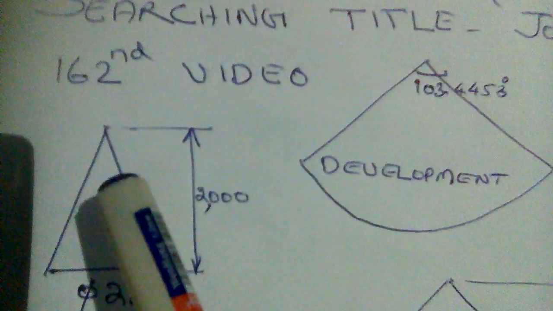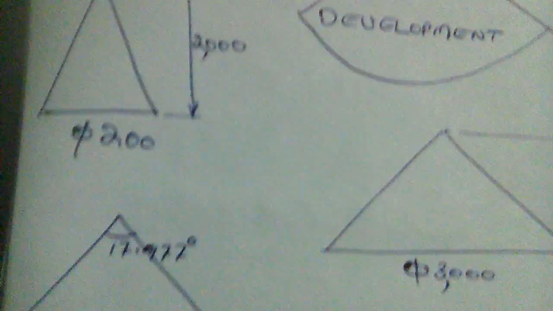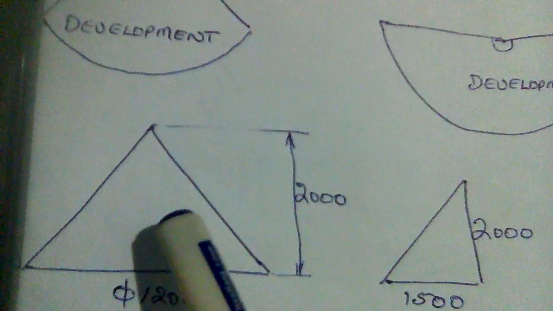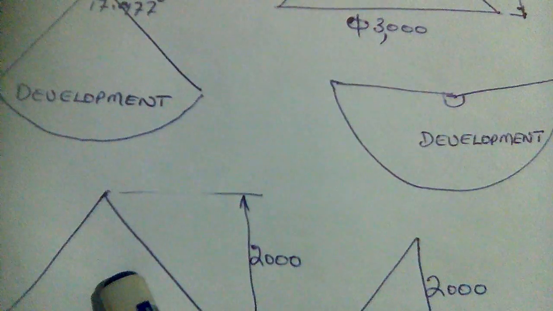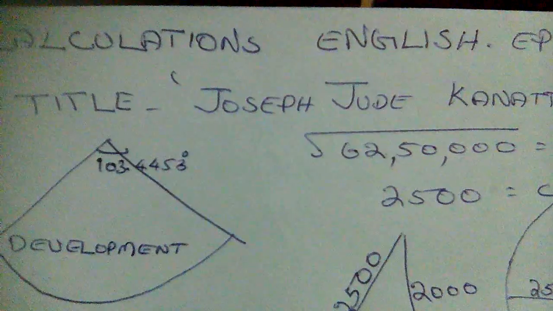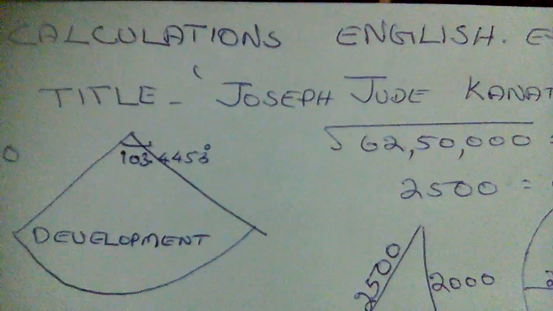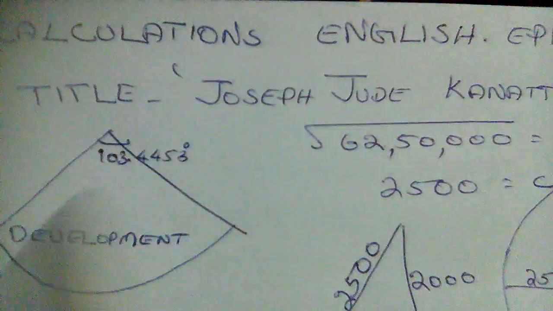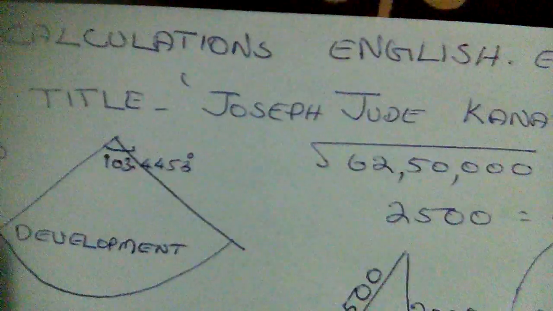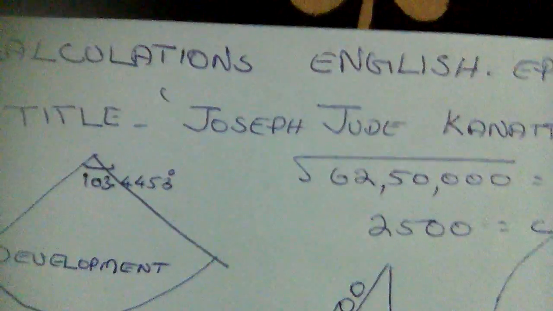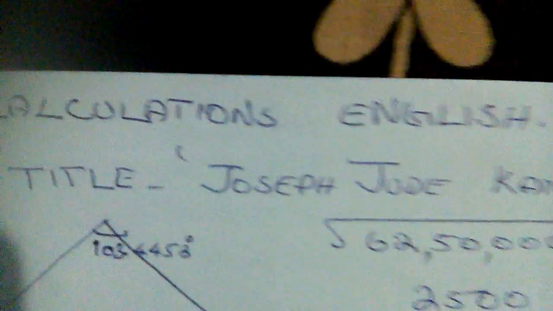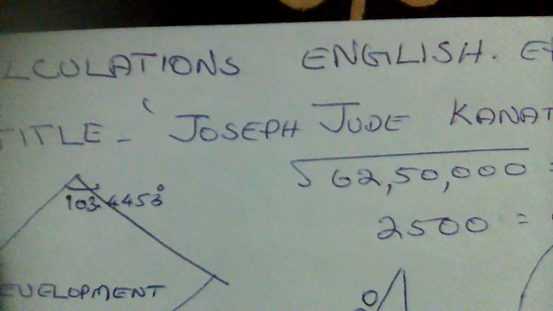When we did its development, its degree was 17.977 degree. When we did its development, it was 103.4453. Everybody knows. Why do I teach you in different degrees? Its main reason is, I told you, when we do the development we have to use only two measurements.